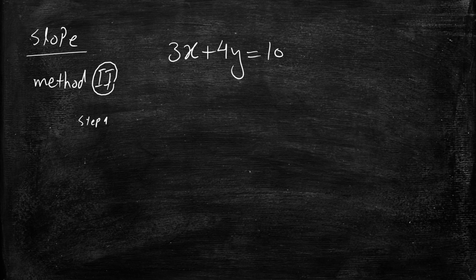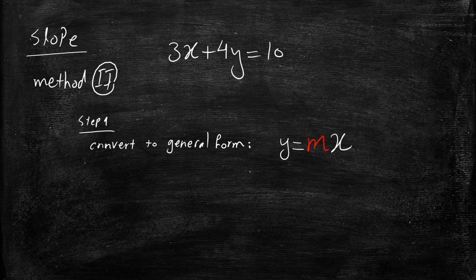Step 1. Convert this linear equation, or prepare it, into general form. How does that look like? The general form of linear equations. Just like we had a general form for quadratic equation, we also have a general form for linear equations. And that looks like this. y equals m times x plus b.